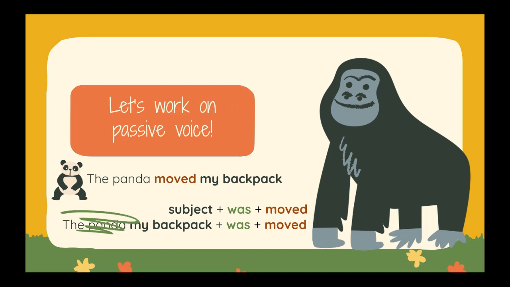So, for example, here we have the panda. So, our friend the panda moved my backpack. We're going to try to rearrange that sentence. And for this one, we're going to have it color coded, or we're going to ask them to use crayons to highlight those notes, right? We have the subject, was, and then the action.